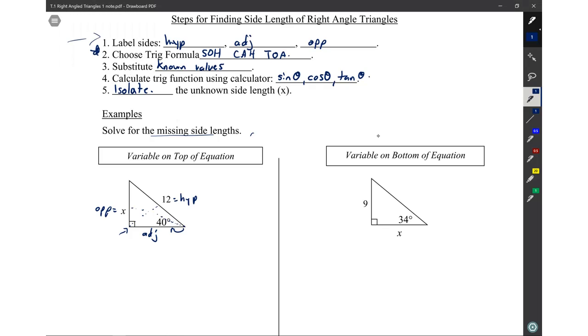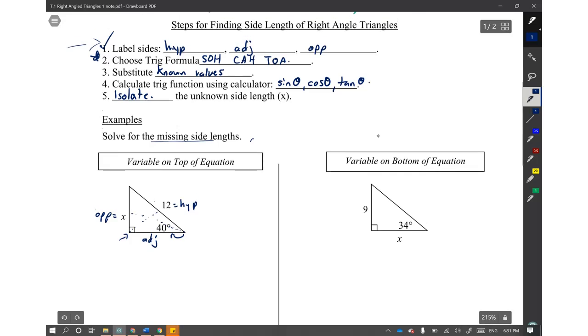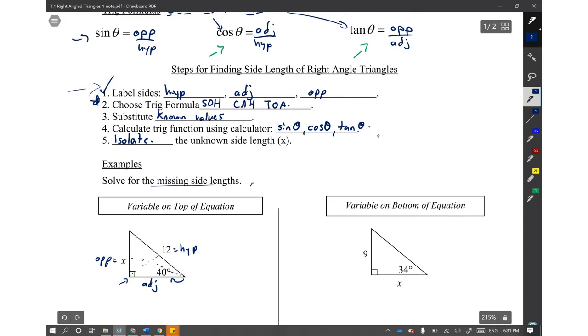Perfect. So now that I have labeled the sides here, I'm going to choose my trig formula. I can either choose the one that has sine in it, the one that has cos in it, or the one that has tan in it. My method for doing so is to look at the two sides that I am currently working with. Here, I notice my adjacent side is not labeled by an x, and it's not labeled by a number. So that one is not very useful to us. But we notice our hypotenuse side is labeled by a number. We know the length of our hypotenuse, and it's 12.